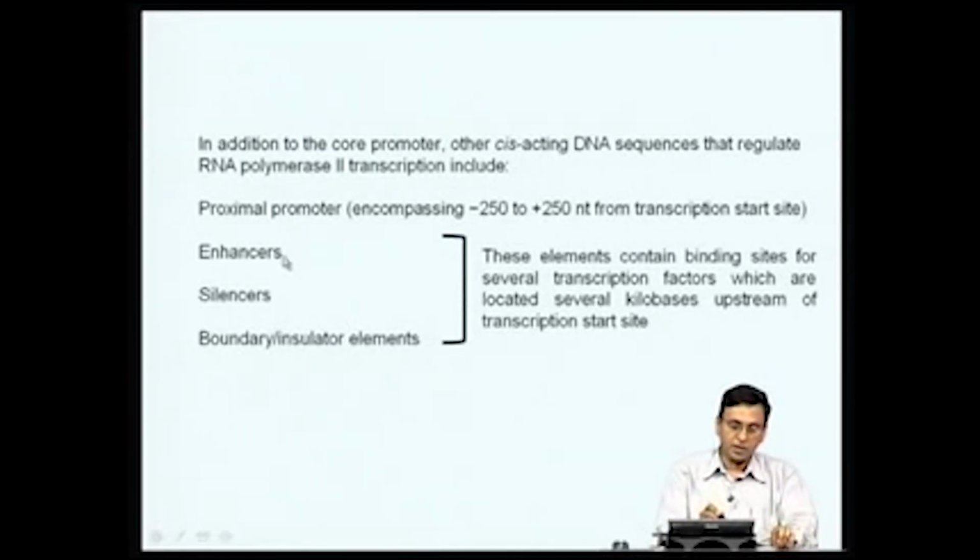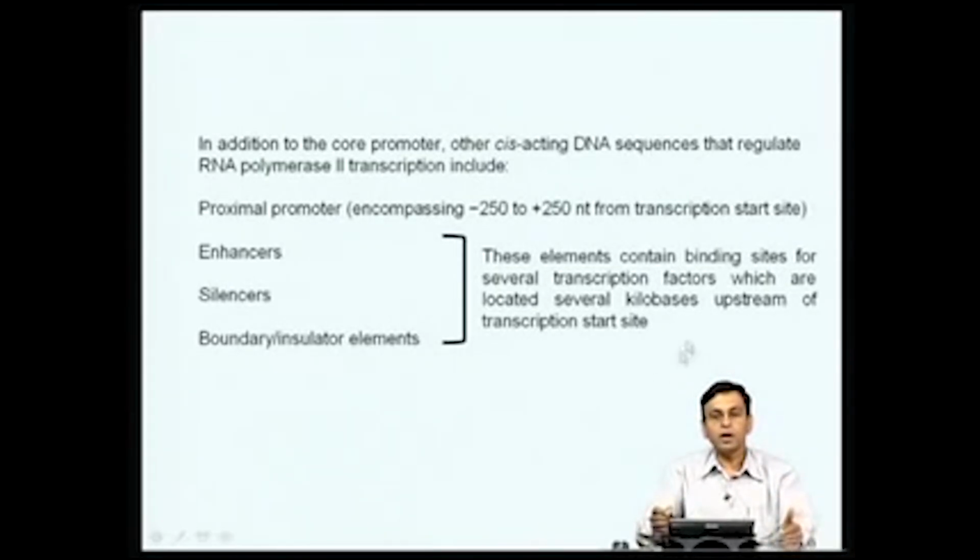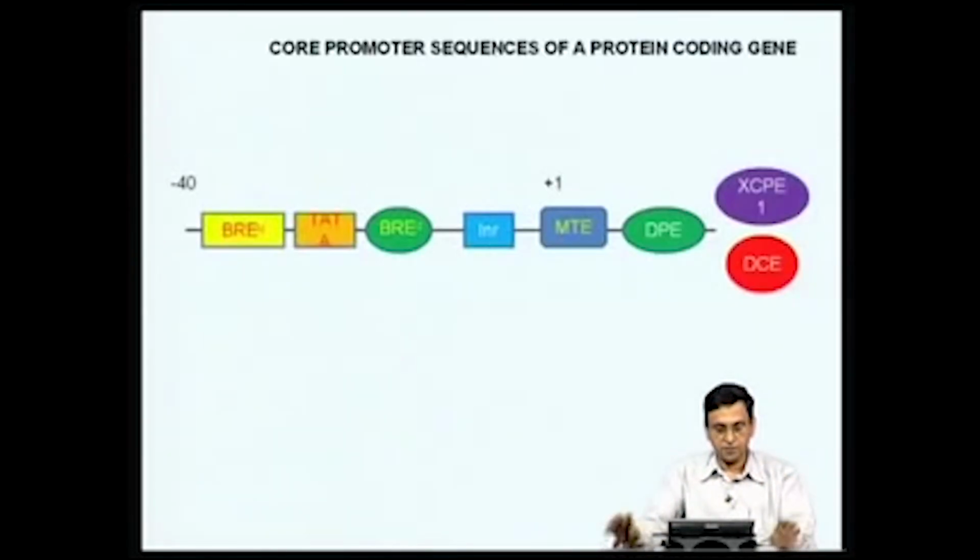There are also what are called enhancers, silencers, boundary or insulator elements, and all these elements usually are present several kilobases upstream from the transcription start site, and they serve as binding sites for several transcription factors. So it is the combined action of all these promoter elements and protein factors that ultimately contributes to differential regulation in eukaryotes. But today we are going to focus only on the core promoter sequences, which are present about 30 to 40 base pairs upstream and downstream of the transcription initiation site.